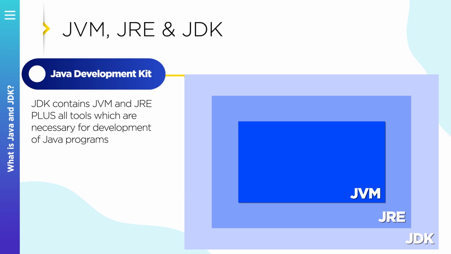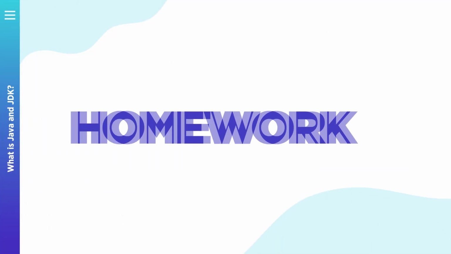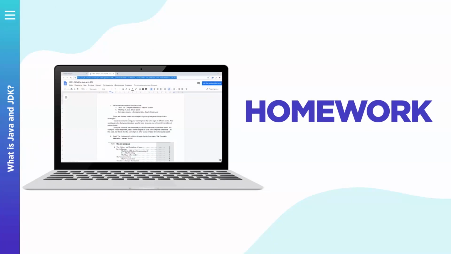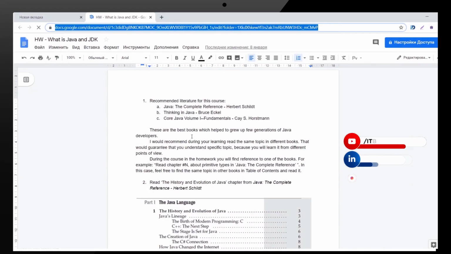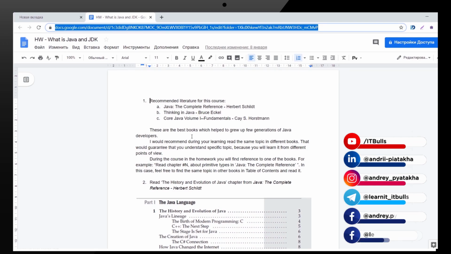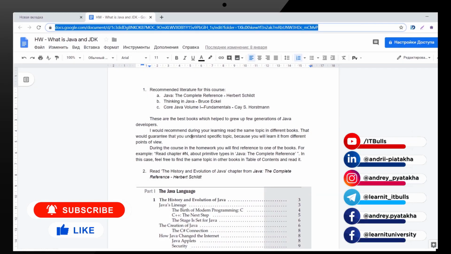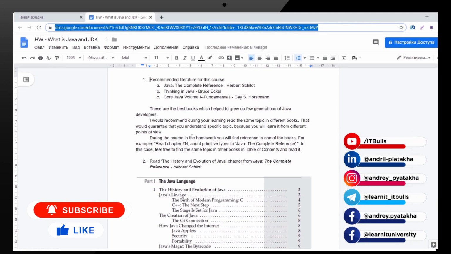That is all I got for you for today. Let's take a look at your homework. Your first homework wouldn't be very complicated. Here's a list of recommended literature and books to read during the training course. You can find them on Google and download either the PDF version or buy a hard copy. Here is also a chapter to read by the next lesson.